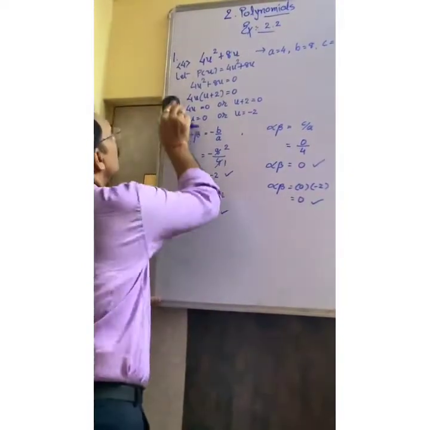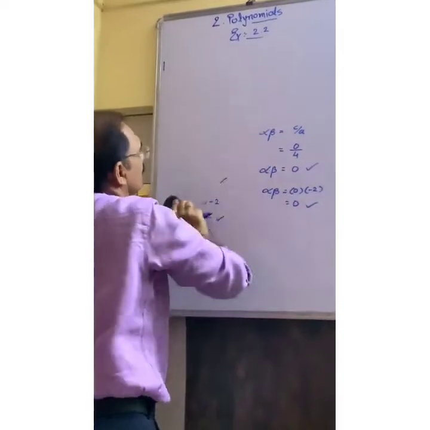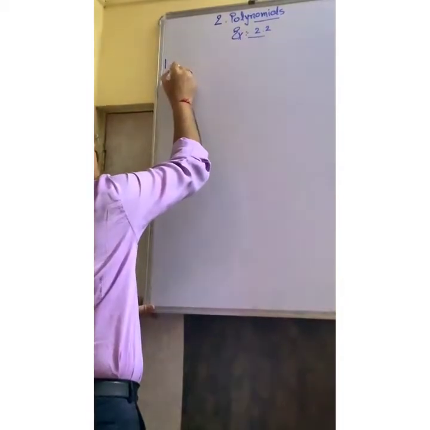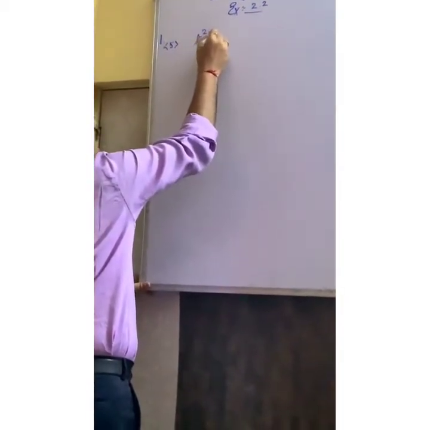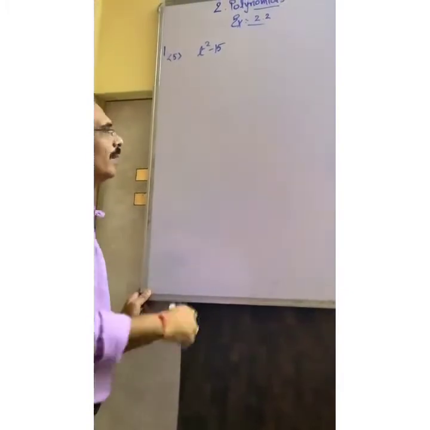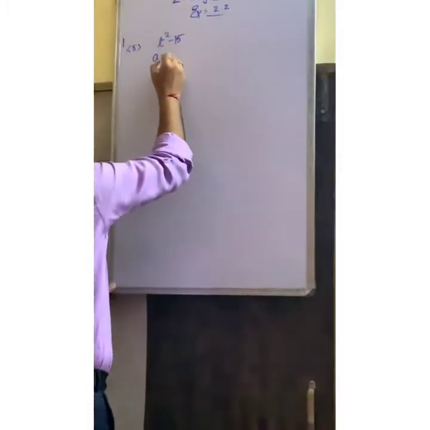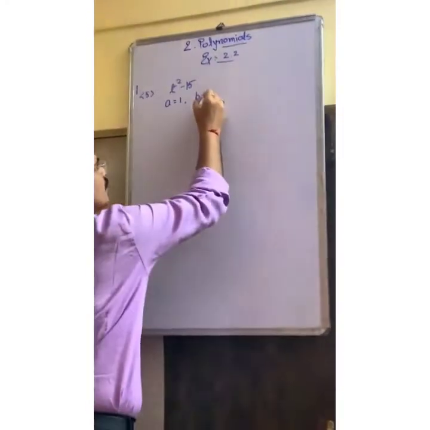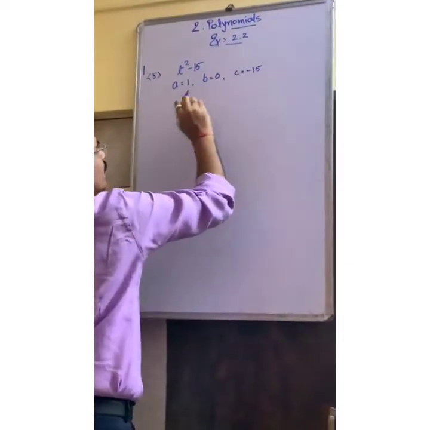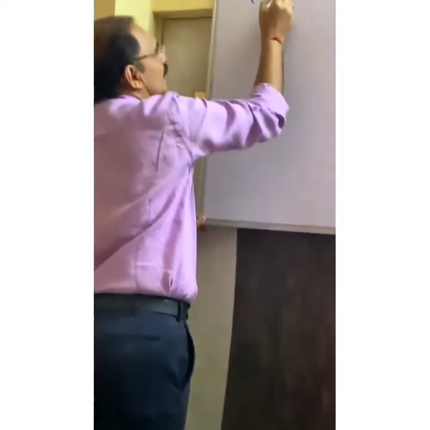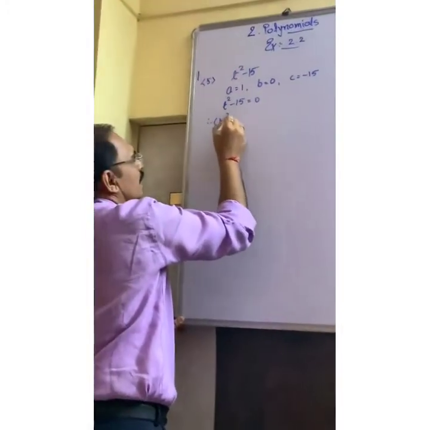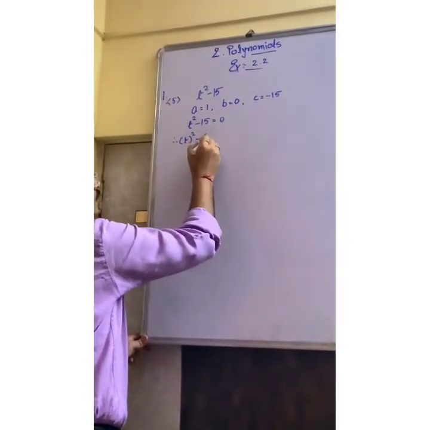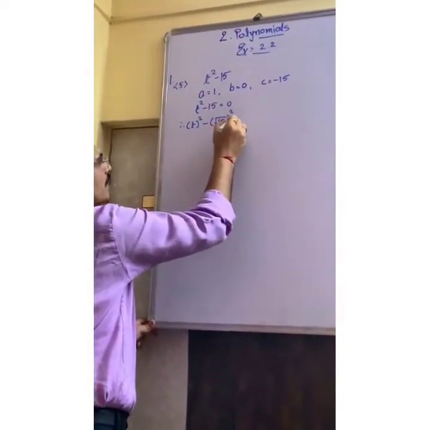Now question number 5, t square minus 15. So first we compare with standard form. A equal to coefficient of t square is 1, b is coefficient of t, which is not given, so it is 0, and the constant term is given, minus 15. Take t square minus 15 equal to 0. This is t the whole square. 15 is the square of which term? So no positive integer is there, so we should take root 15 the whole square equal to 0.